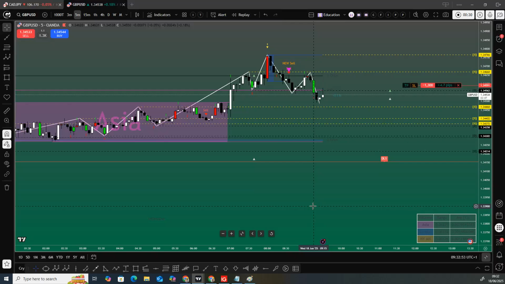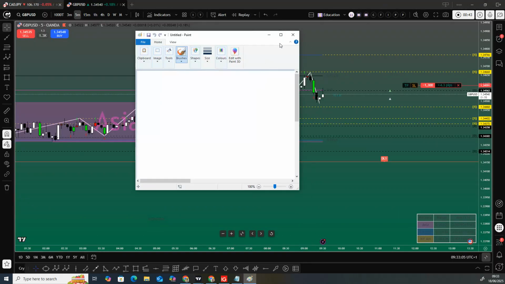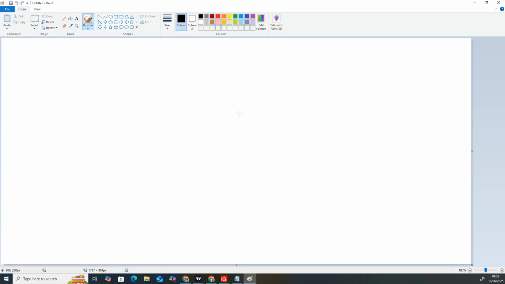A trending market. We all want to ride a good trend, but the majority of traders do not actually understand what constitutes a trend. So I'm going to use Paint. Let's say uptrend. The first thing you need to understand is what makes a trend an uptrend. We call it a series of higher highs and higher lows. Okay, these are basic stuff.